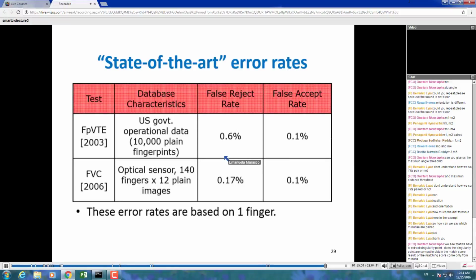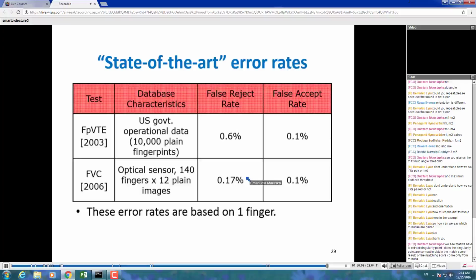In the second case, we have better quality imaging with no older population, and for the same false acceptance rate, we have a much lower false rejection rate. So the performance depends on the data. We usually look for a trade-off between false acceptance rate and false rejection rate. Again, it depends on the security requirements of the application. And these are error rates based on one finger.